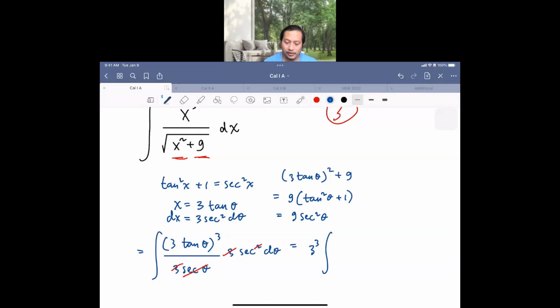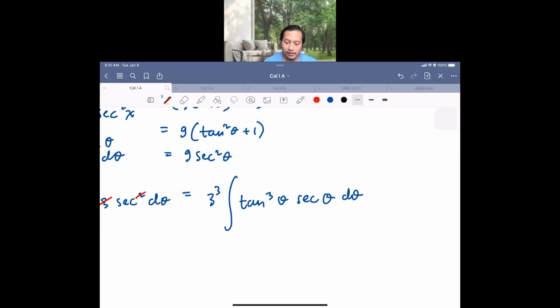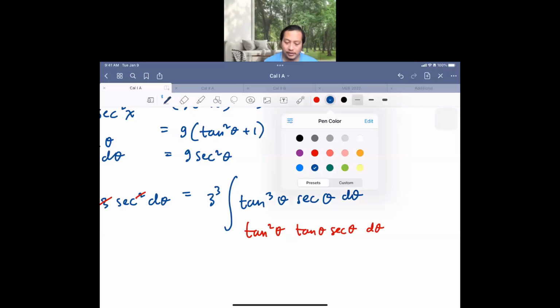3 cubed and then integrate tangent cubed theta secant theta, and we are going to remember what we did last time in the trigonometric integrals. We have secant and tangent. Both are odd numbers. So what we are going to do is separate the secant and tangent. So we are going to have tangent squared and then tangent theta and then secant theta d theta. Now the idea is the tangent and secant, we are going to cancel them.